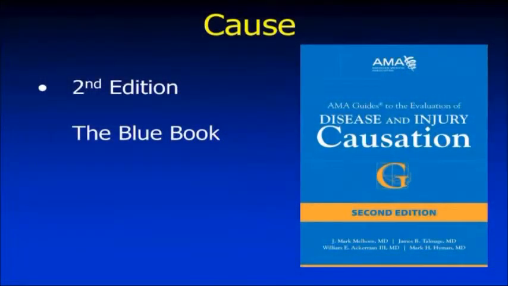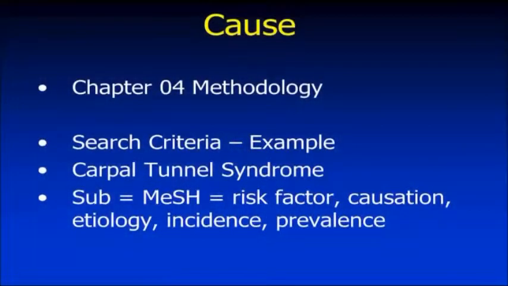All right, second edition coming out sometime soon. The causation chapter has a methodology. Remember before I told you that there isn't going to be a randomized prospective study for each medical condition that you need to address. And so in that process, what you want to do is look at search criteria, carpal tunnel, go through the factors.